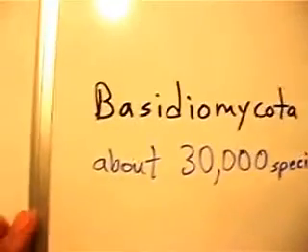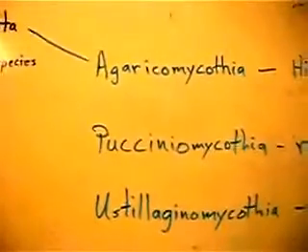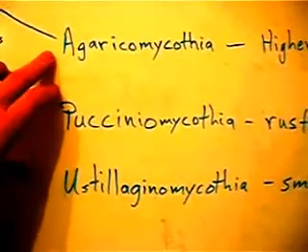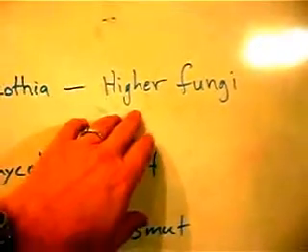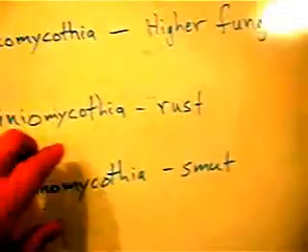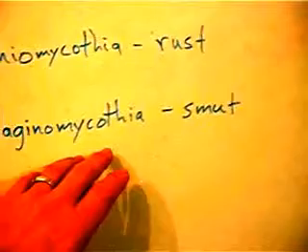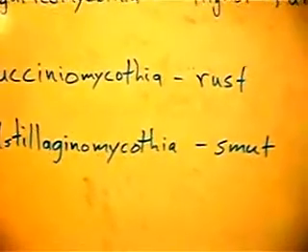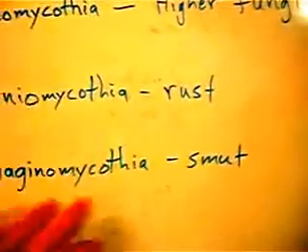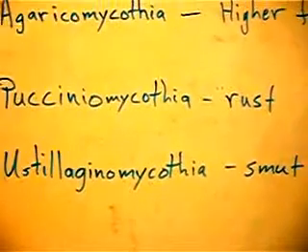Next, let's look at the Basidiomycota. There's over 30,000 species, and they fall into three classifications: Agaricomycothia, which are the higher fungi. Most of the mushrooms that we eat and grow are Agaricomycothia. There's Puciniomycothia, which are rust fungi, and Ustalaginomycothia, which are smut. Both of these you don't commonly notice. They're just digesters of various things. Smut often digests grain and fruit and that sort of thing.